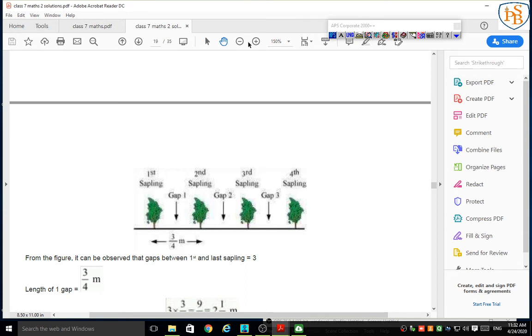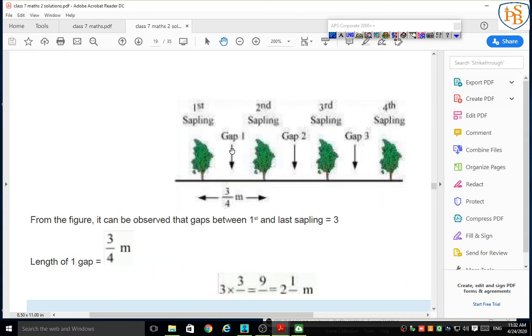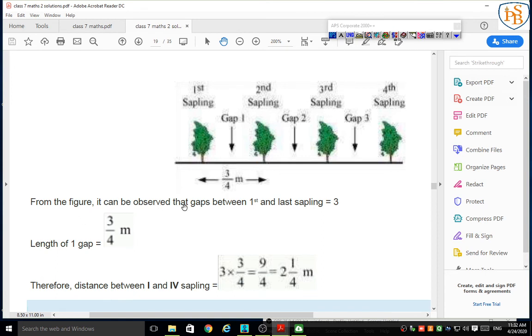So from the figure, it can be observed that the number of gaps between the first and the last sapling is 3. The length of one gap is 3 upon 4 meter. Therefore, the distance between the first and the fourth sapling is equal to 3 into 3 upon 4. So 3 3s are 9 and 4 remains the same in the denominator, and we have to convert that improper fraction. Why are we calling this an improper fraction? Because the denominator is small as compared to the numerator. So 4 2s are 8. So 2 and 1 upon 4.